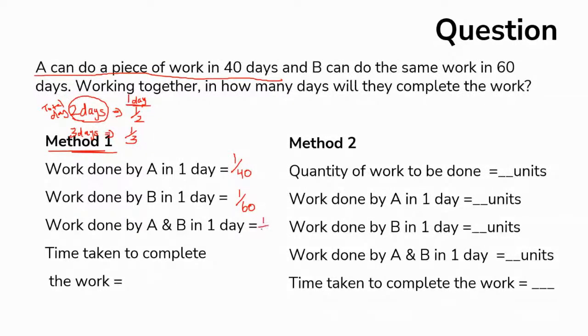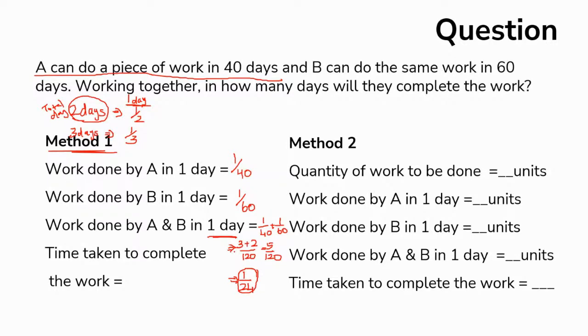It is given by 1/40 plus 1/60. If you go for this, you take the LCM as 120. So in the numerator, it is 3 plus 2, so it is 5/120. And you will get this value as 1 by 24. So if both of them are together in one day, they can complete 1 by 24th of the work.